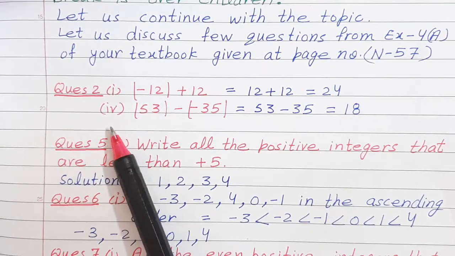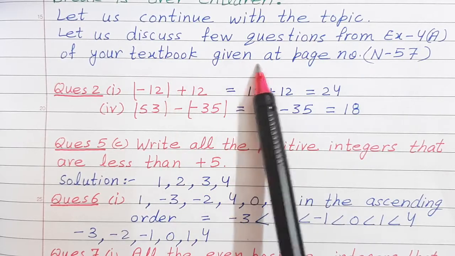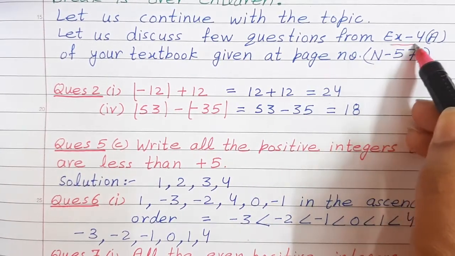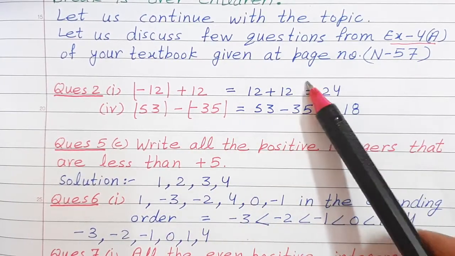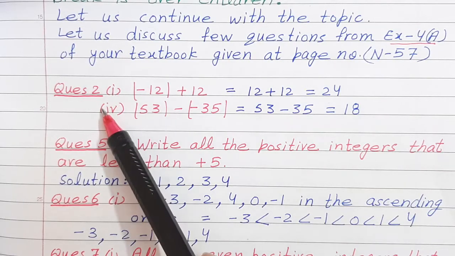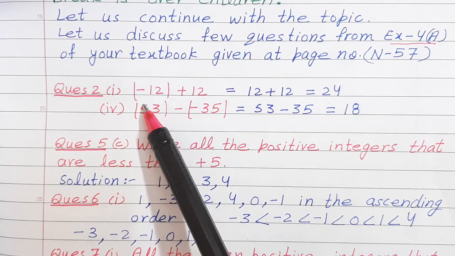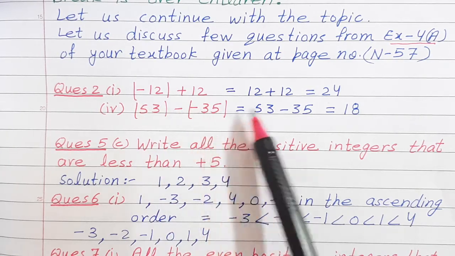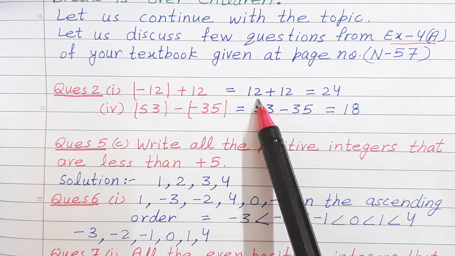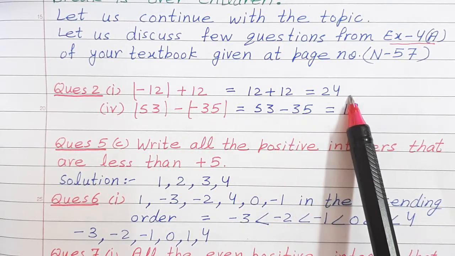Break is over children. Let us continue with the topic. Now let us discuss few questions from exercise 4A of your textbook given at page number 57. So question number 2, first part is absolute value of minus 12 plus 12, that is equal to, now the absolute value of minus 12 is also 12. So 12 plus 12, 24.